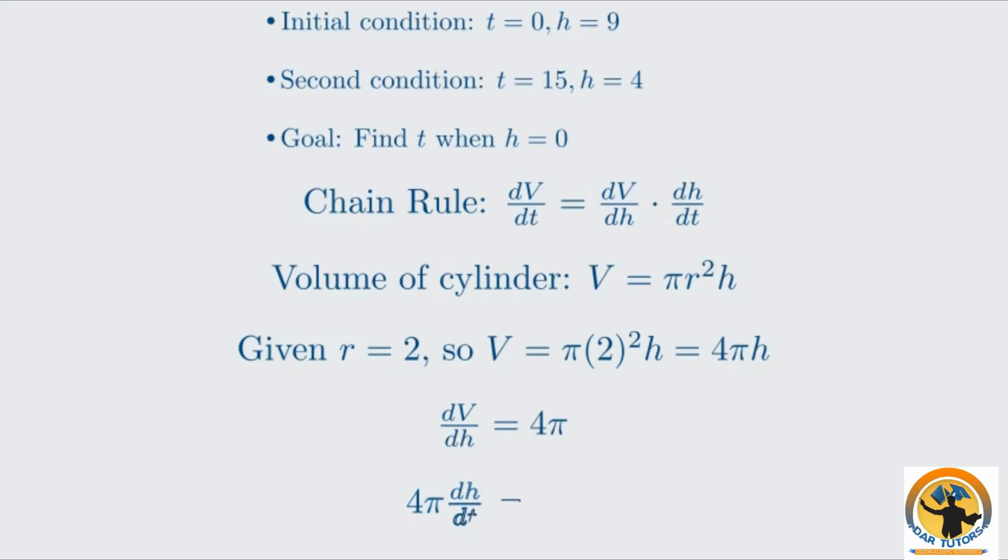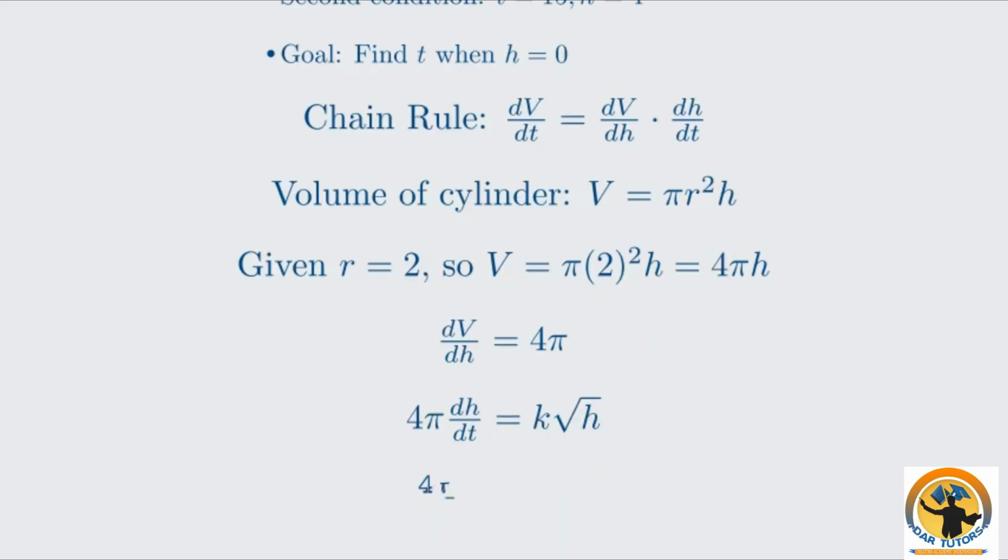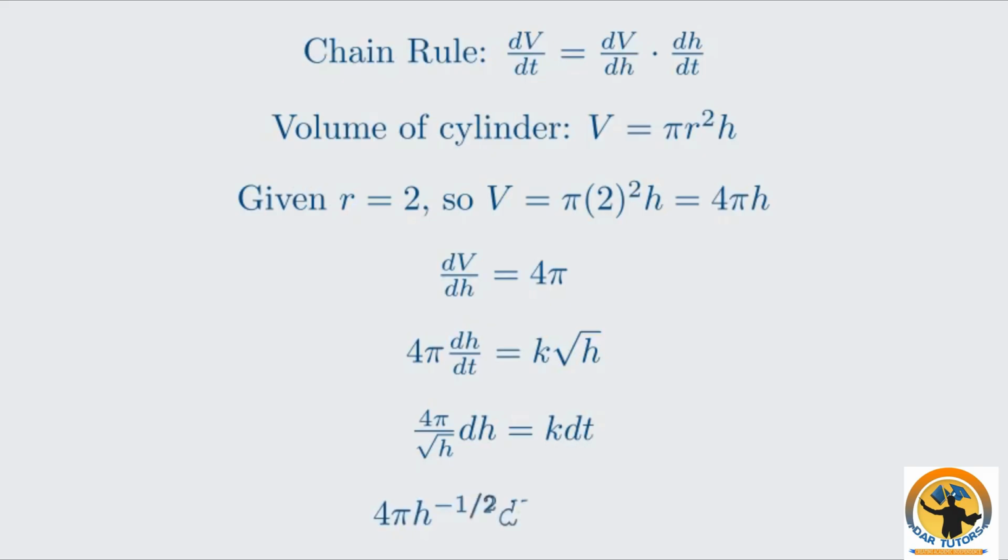We also know dV/dt equals k root h. Setting these equal, we get 4 pi dh/dt equals k root h. This is our separable differential equation. Let's separate the variables. We get 4 pi over root h dh equals k dt. We can write root h as h to the power of -1/2. Now we integrate both sides.